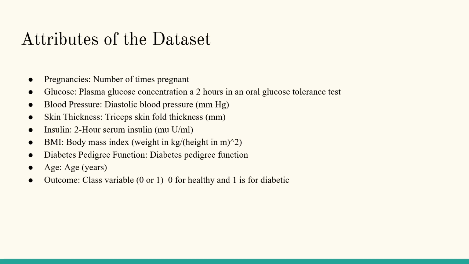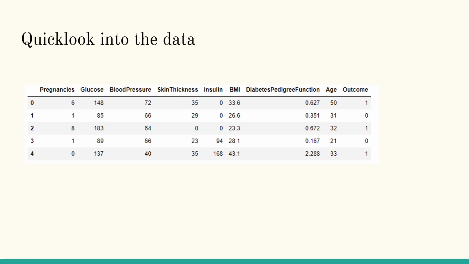The next one is the outcome, which is 0 or 1. 0 indicates the patient is healthy, 1 indicates that the patient is diabetic. So this is the target variable that we need to predict. Let us have a quick look into the dataset. Here are the first 5 rows of the dataset.